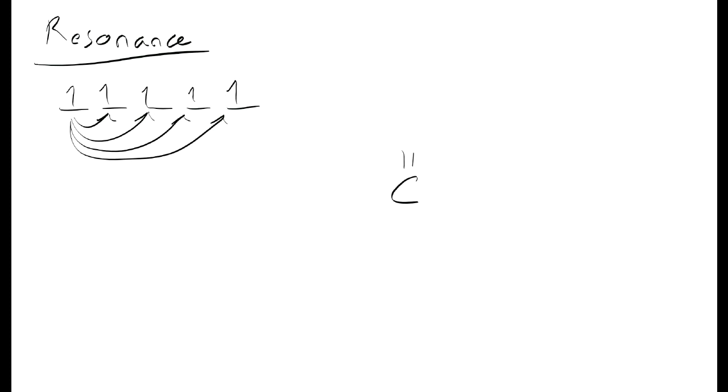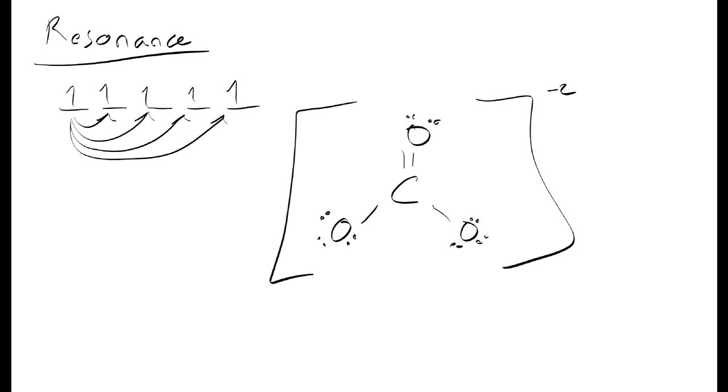This is the structure of carbonate. One of the oxygens is double bonded to carbon. The other two oxygens have a single bond to carbon each. Why does this oxygen get the special treatment and these two only get the single bonds?